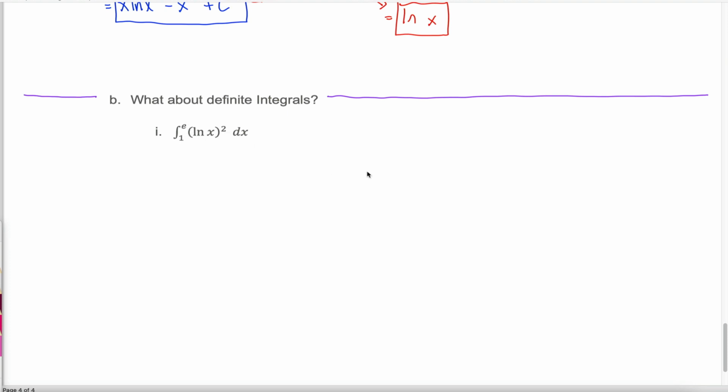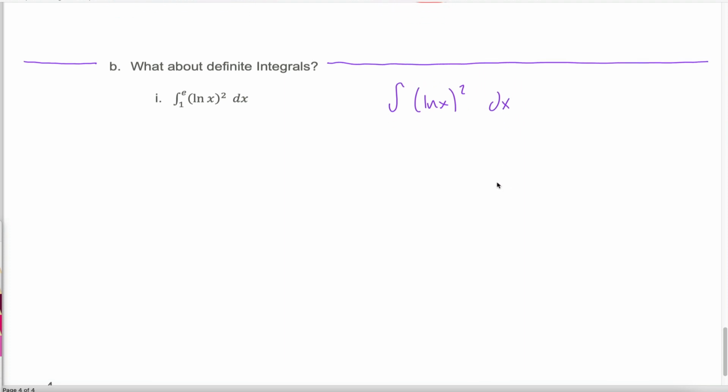So if somebody asked you a question like the definite integral from 1 to e of the natural log of x squared, what you could do is answer a different question. You could figure out the integral of the natural log of x squared dx, get this answer, and then evaluate that from 1 to e. So that's what we're going to end up doing. What's the integral of the natural log of x squared dx?